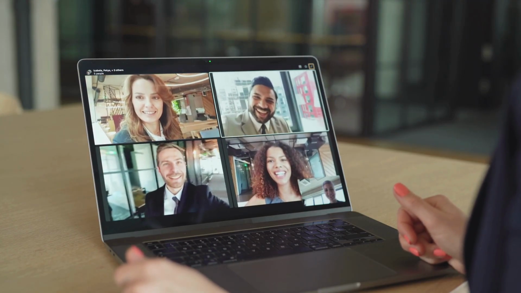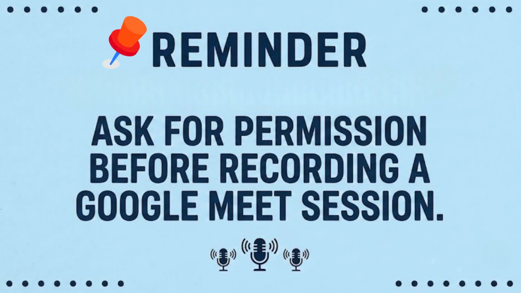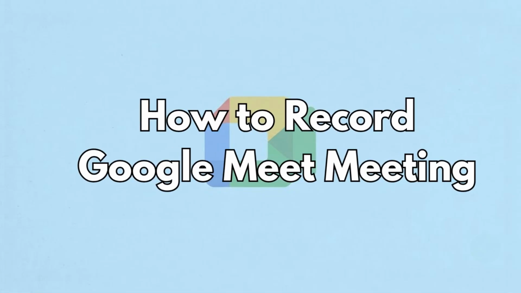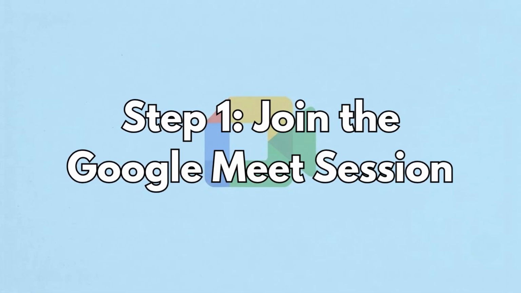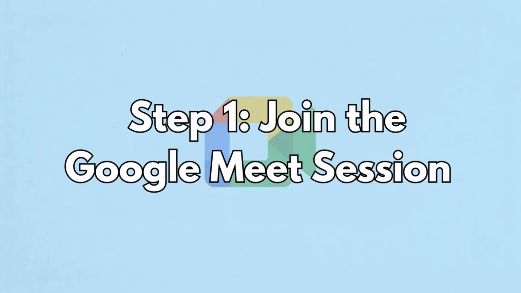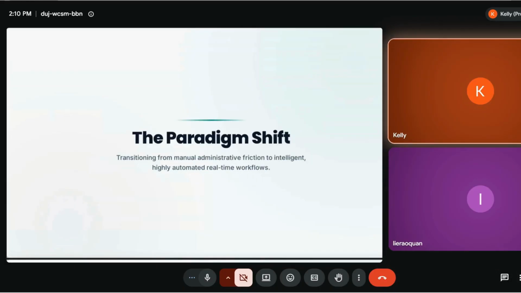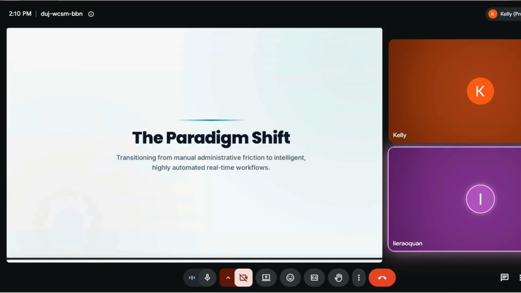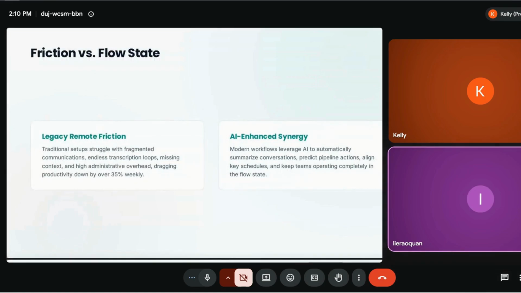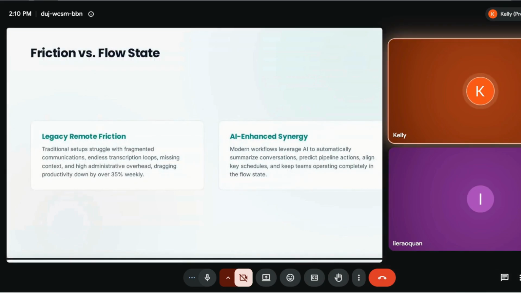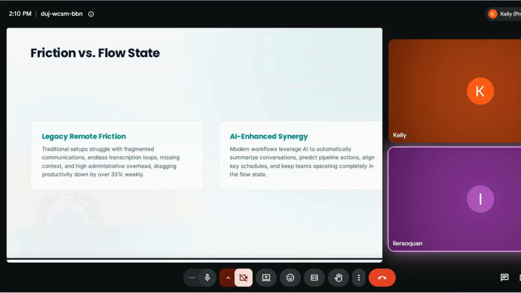Before we begin recording, let's make sure everything is ready and that everyone in the meeting is aware that the session will be recorded. Let's start recording a Google Meet meeting. First, join the Google Meet session you want to record. For this demonstration, another participant will be presenting a short slideshow about AI-powered productivity. You can then record your screen while the meeting or presentation is ongoing.